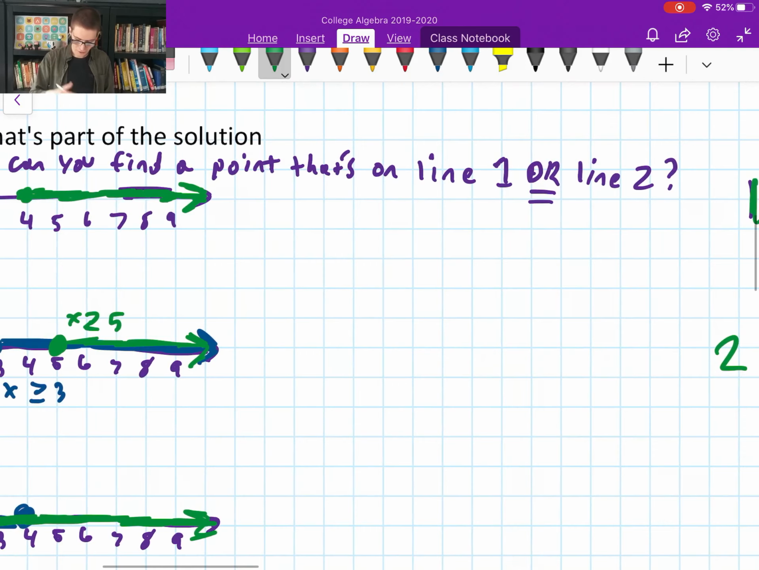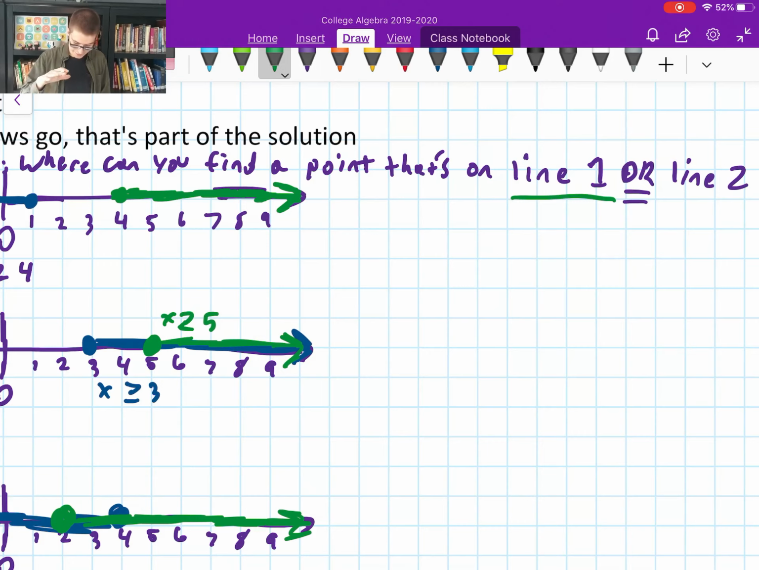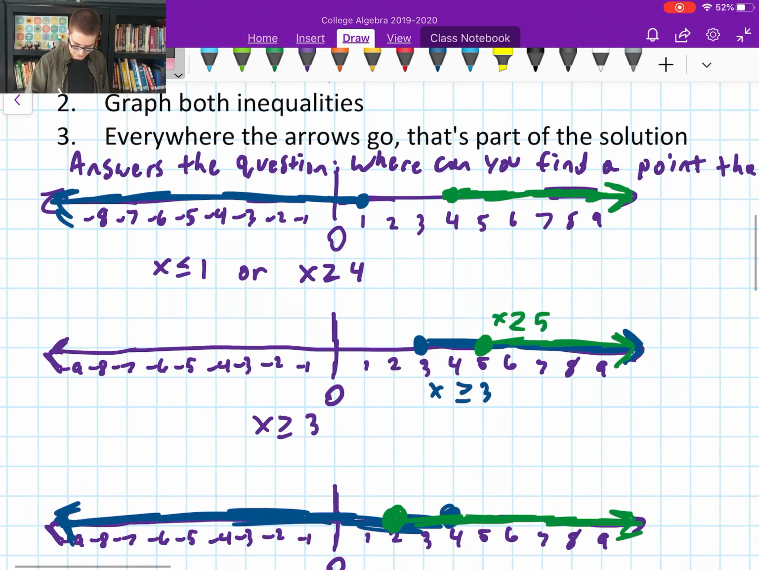If I just find all the points that are on line 1, I will find all the points that are on line 1 or line 2. If I want to find any point in line 1 or line 2, it's going to be on the blue line. Maybe that's the more helpful way to phrase it. Any point in line 1 or line 2 is on the blue line. So we can just write the blue line. The blue line is our answer: x is greater than or equal to 3.